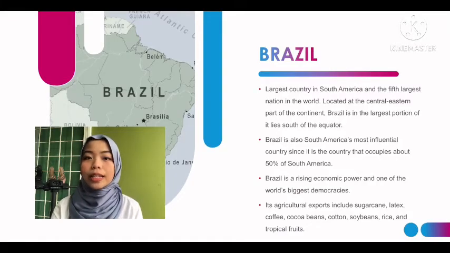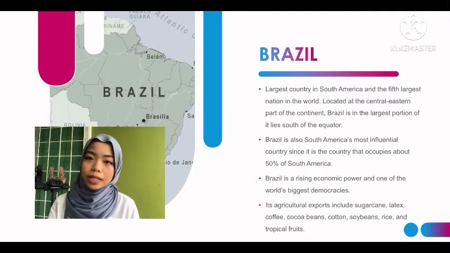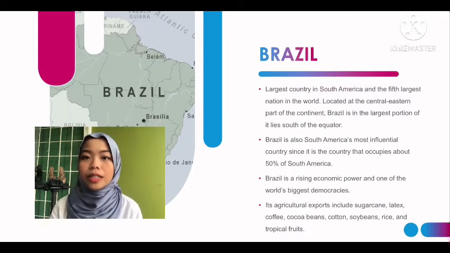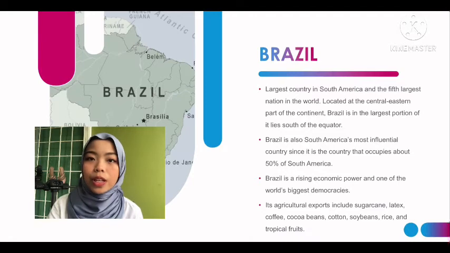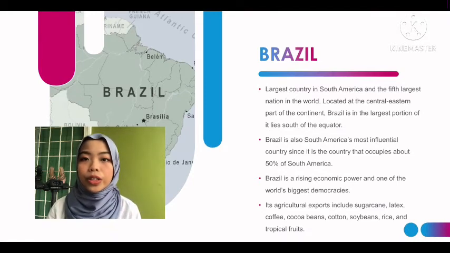Brazil is known as the largest country in South America and the fifth largest nation in the world. Located in the central eastern part of the continent, the largest portion of Brazil lies south of the equator. Besides, Brazil is also South America's most influential country since it occupies about 50% of South America. Its agricultural exports include sugarcane, latex, coffee, cocoa beans, cotton, soybeans, rice, and tropical fruits.